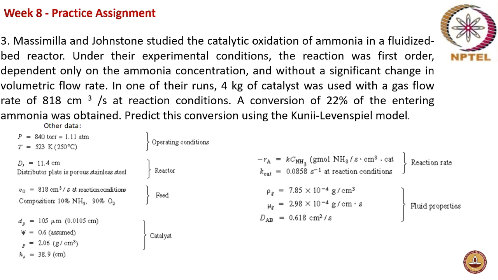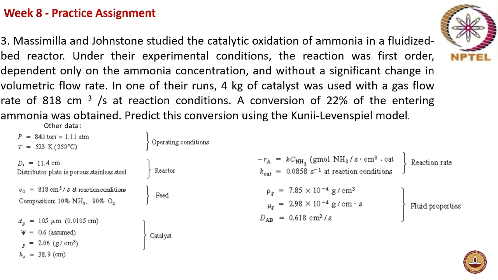On the feed stream, the volumetric flow rate of the gas is 818 cm³ per second, and the composition is 10% ammonia and 90% water in the feed. The diameter of the catalyst particle is 105 micrometer, which is 0.0105 centimeter. Porosity is 0.6, the density of the catalyst is 2.06 gram per cm³, and the height of the settled bed is 38.9 centimeter.